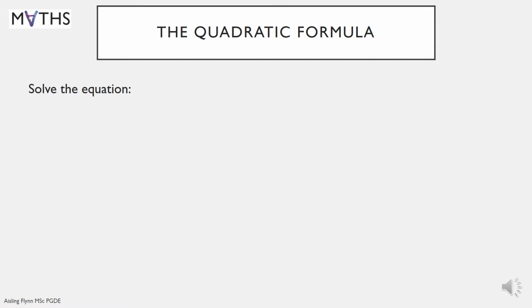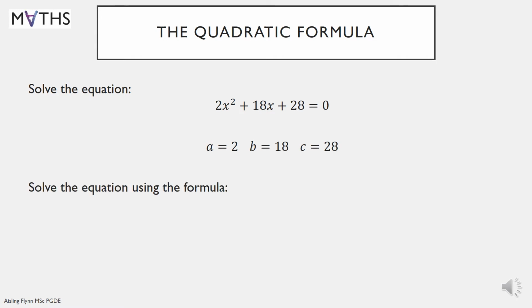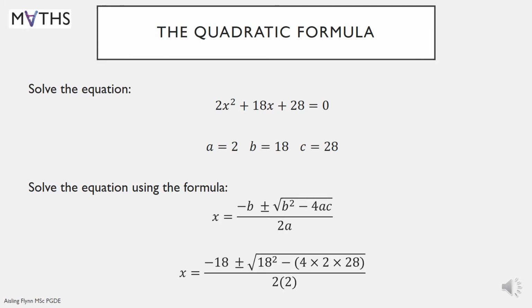So let's try it. Solve the equation 2x squared plus 18x plus 28 equals 0. In this case, a is 2, b is 18, and c is 28. And we're going to use the formula to help us solve it. I would always tend to write it down for the examiner and for myself so I can follow it. And the next stage is to substitute, so to enter the numbers instead of the letters.